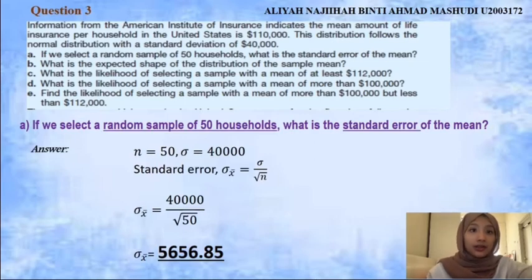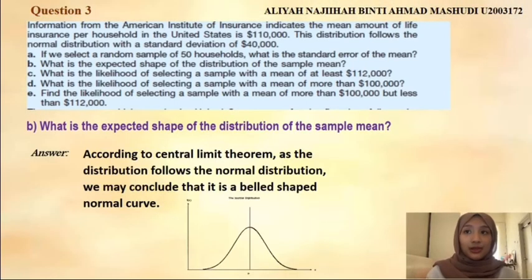So the n is 50 and the standard deviation is 40,000. By using the standard error formula, which is sigma over square root n, we calculate using calculator and then we get the answer, which is 5,656.85. 3b. What is the expected shape of the distribution of the sample mean?